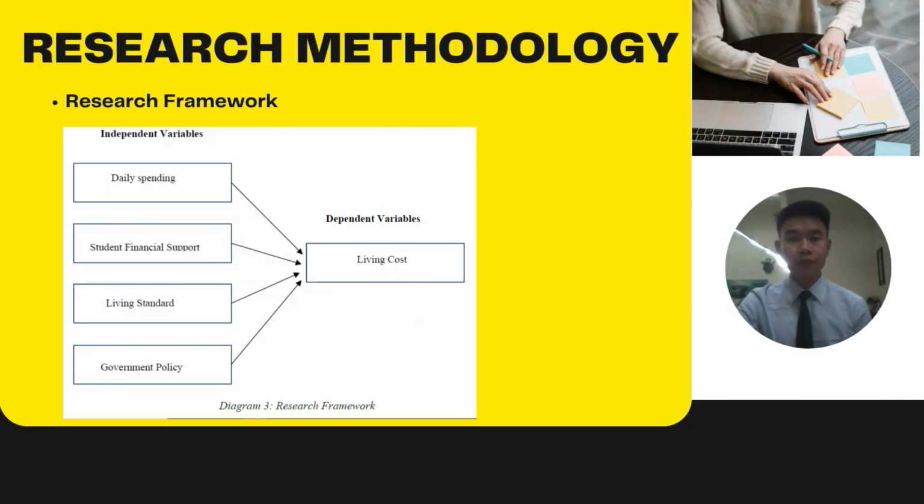All right, here is the research framework proposed by our group. It shows independent variables and dependent variables. Independent variables are variables which the researcher can manipulate, while dependent variables are the variables which the researcher is concerned with for this study. In our study, the independent variables consist of daily spending, student financial support, living standard as well as government policy, while on the opposite side, the dependent variable is living costs.